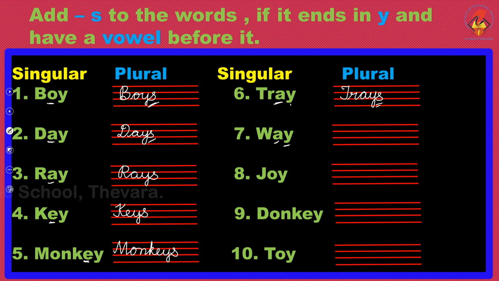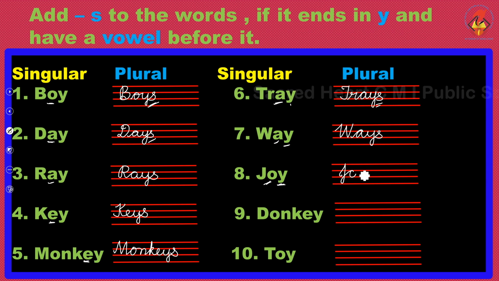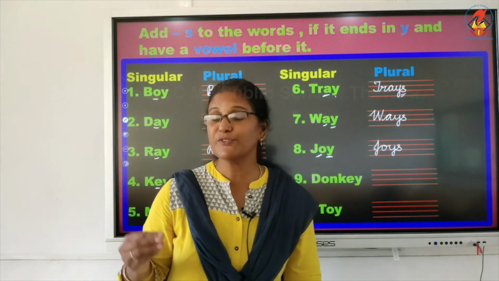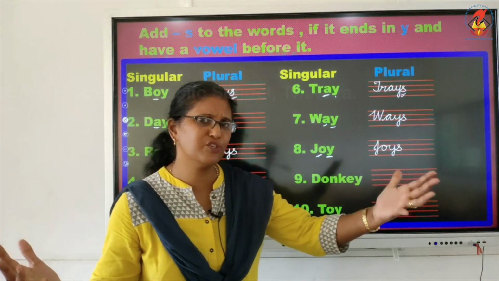We have a vowel before it. So what do we do? W-A-Y-S. Ways. There are different ways. Plural. There is only one way. Singular. Then joy. Ending with Y but it has a vowel before it. J-O-Y-S. So the word joy, he is full of joy. She is full of joy.